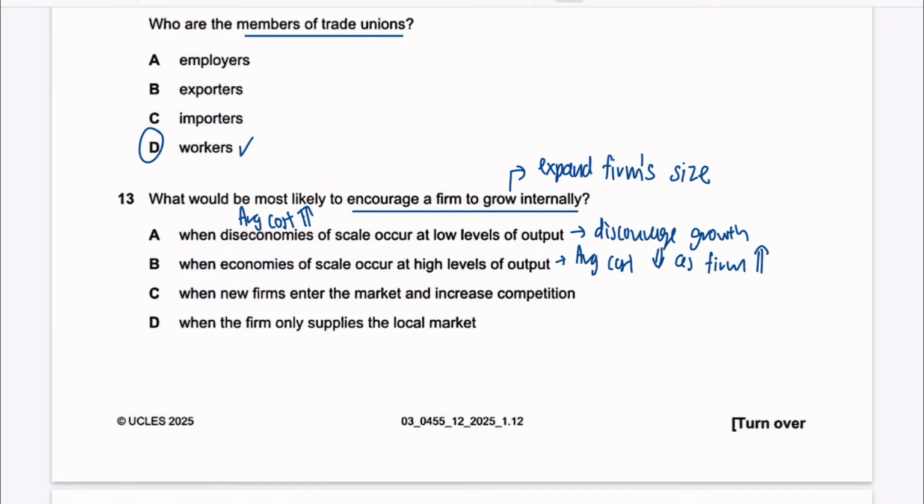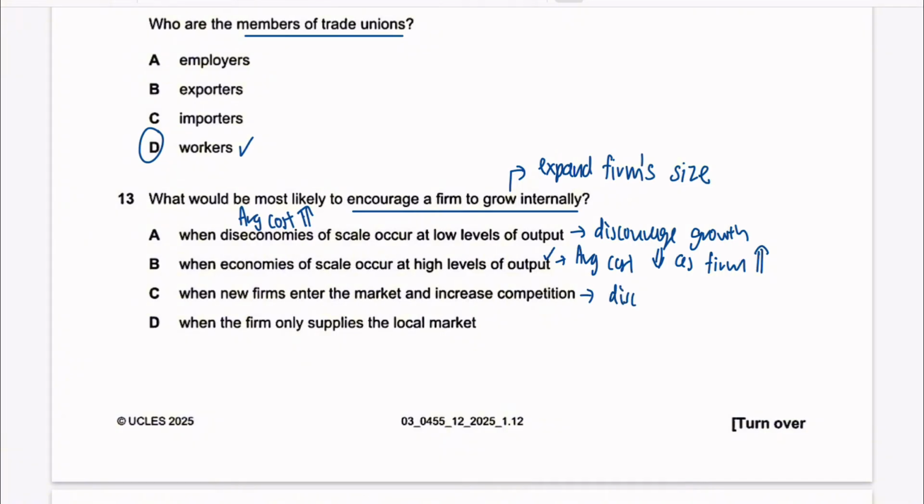For example, economies of scale can be, when a firm increases its size, they can buy more raw materials in bulk so that they can get discount rates, so this is why your cost will be lower. C. When new firms enter the market and increase competition. No, this will actually discourage growth.